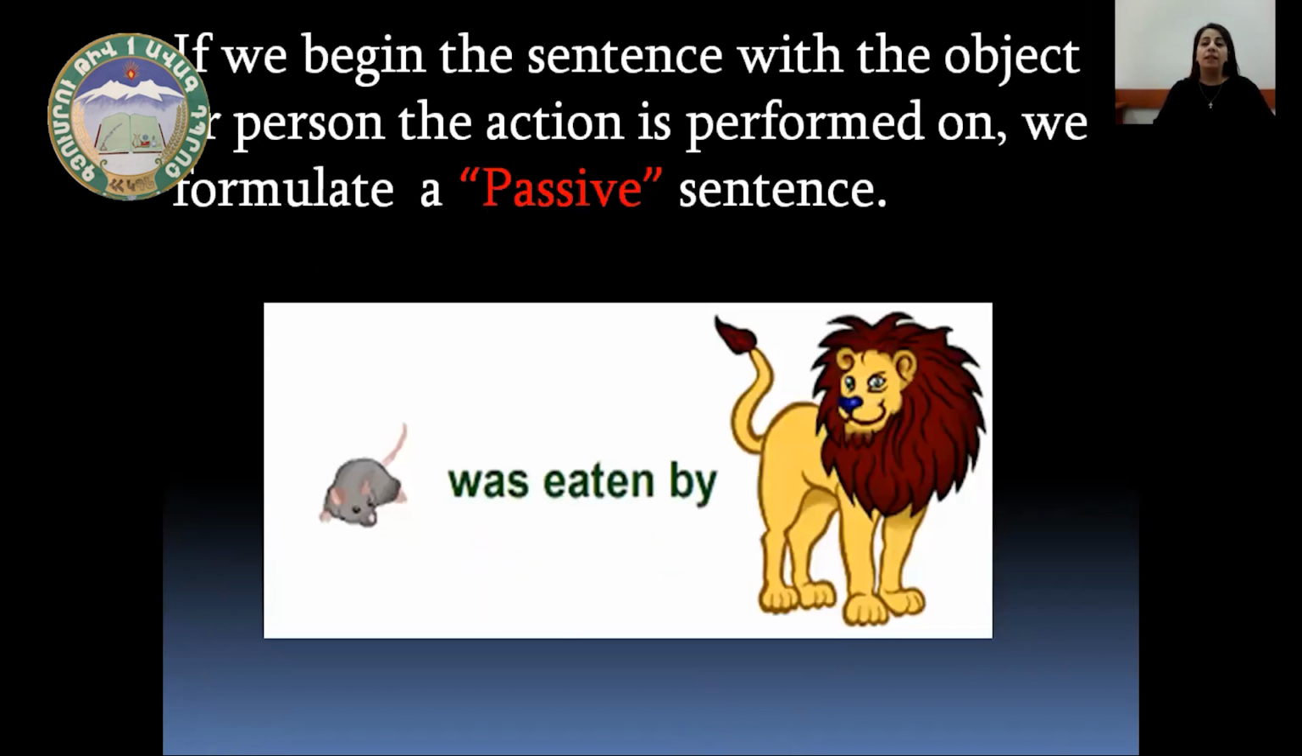If we begin the sentence with the object or person the action is performed on, then we formulate a passive sentence. Let's look at the following example. The mouse was eaten by the lion. In this case, the mouse itself didn't perform any action.